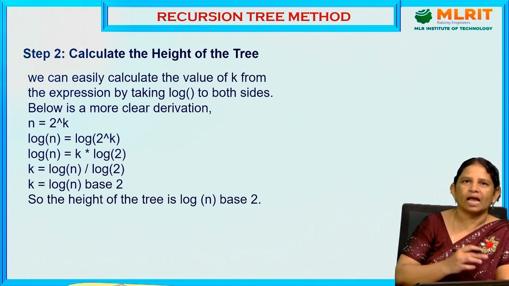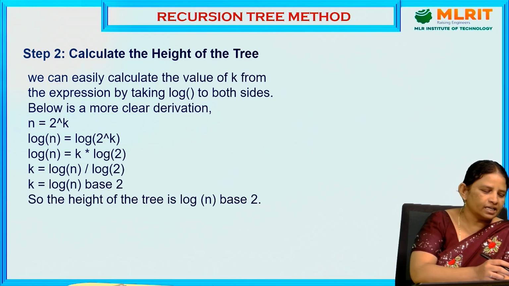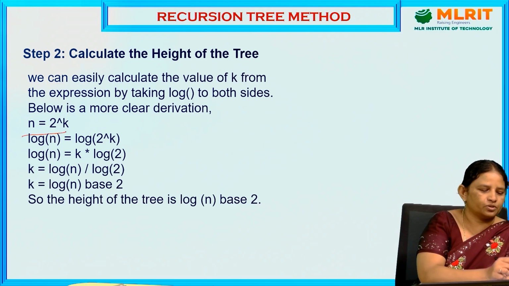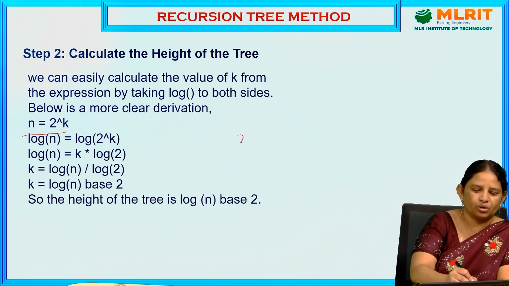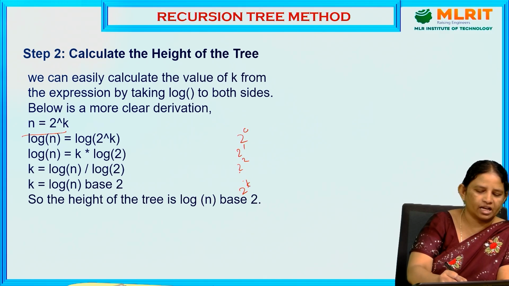So, how to calculate the height of the tree? n is equal to 2 power k. The value of k will be increased from 2 power 0, 2 power 1, 2 power 2, like that 2 power k. So we can write it as n equal to 2 power k.